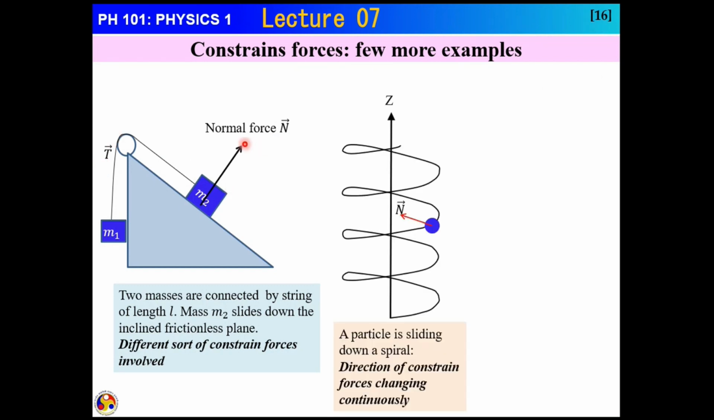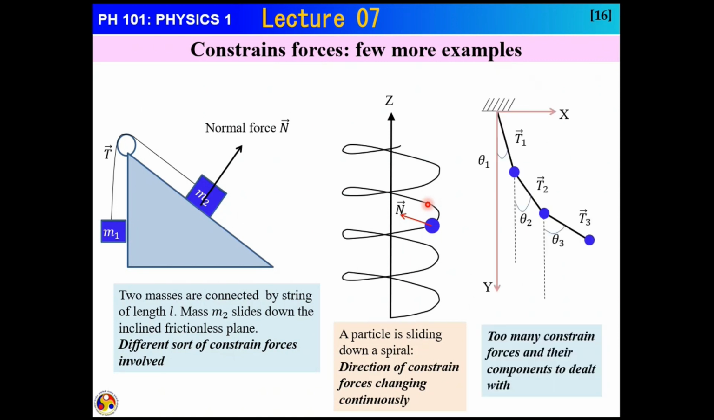Another is that we have to introduce one more normal force, which will be normal to this surface. So we are having two constraints here, two constraint forces. If this object is sliding on the spiral, then the direction of these forces is continuously changing, right? Because it will be normal to the surface and it will keep on changing.